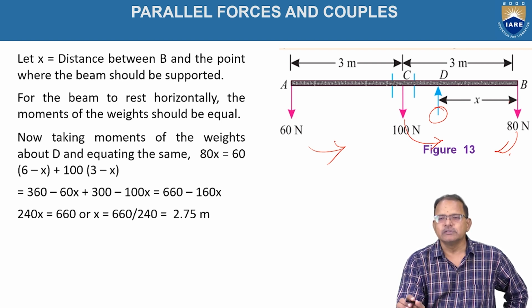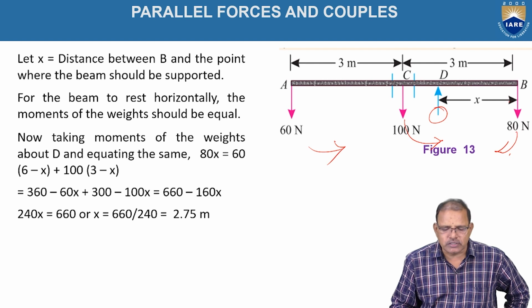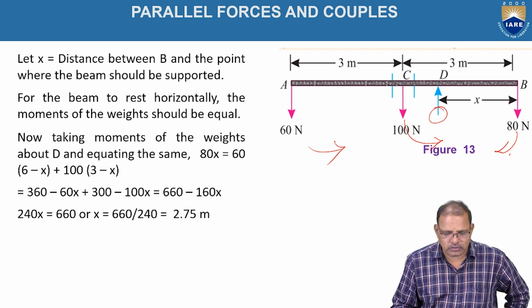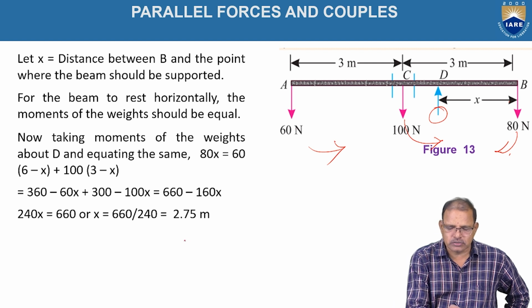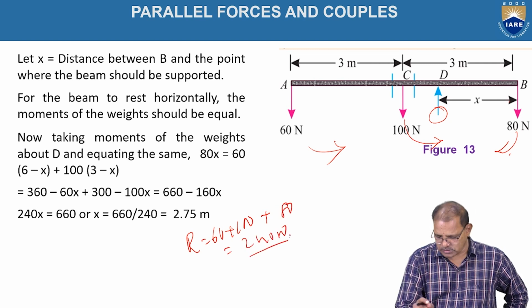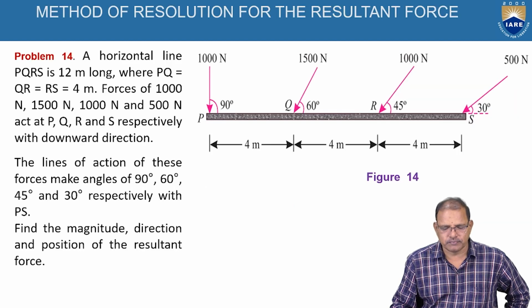The object should be suspended so that it is in a horizontal position. What is the reaction within the string equal to? The sum of the forces acting in the downward direction will be equal to the sum of the forces acting in the upward direction. Hence, the resultant is 60 plus 100 plus 80, which is equal to 240 newtons. But it should act in the upward direction, because it is keeping the body in an equilibrium position.